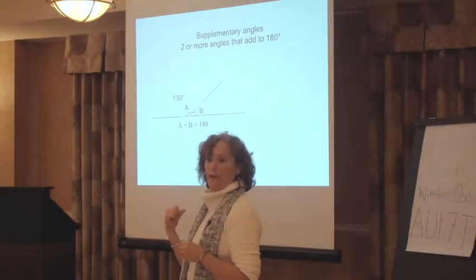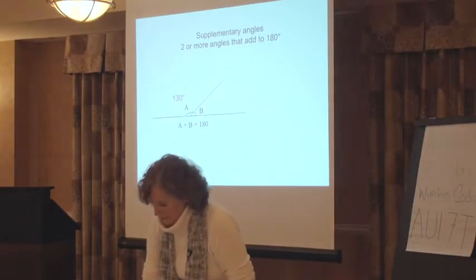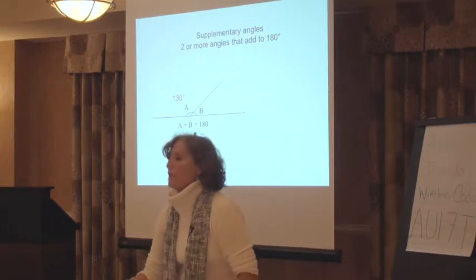This is using Explain Everything. So we know that angle A is 130 degrees. Okay, and we want to figure, just keep that in mind.